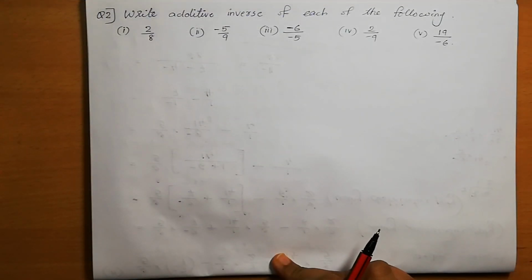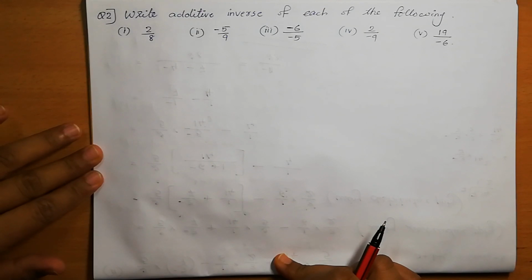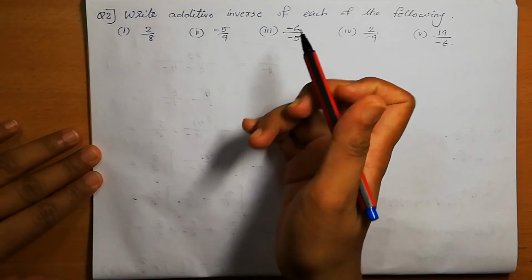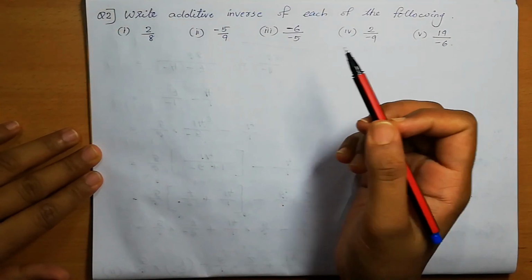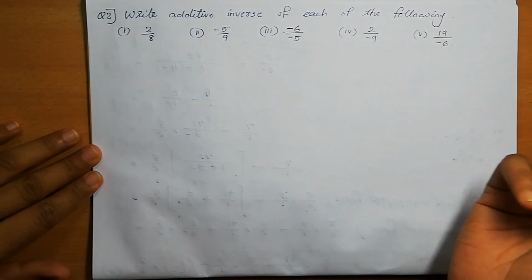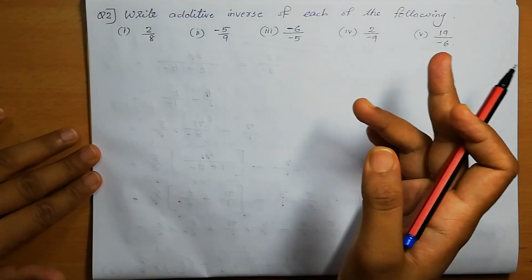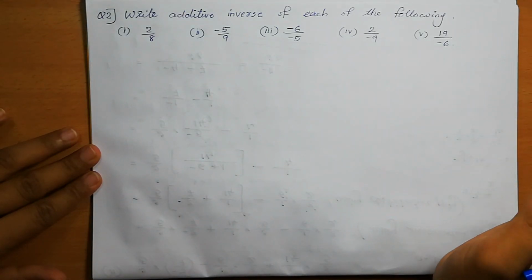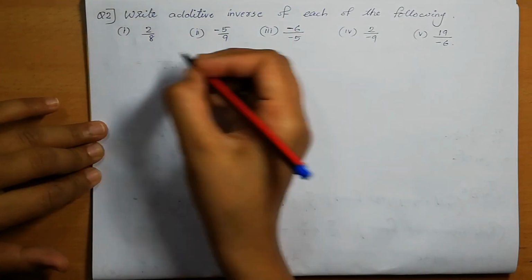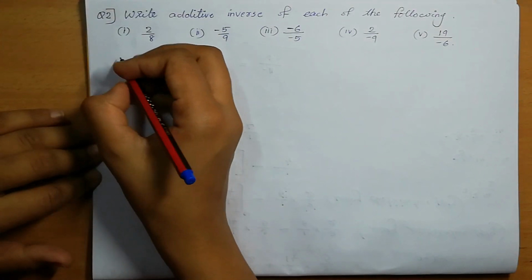Question number 2. Write additive inverse of each of the following. So we know that what is additive inverse? Additive inverse of A is minus A. This is rational number means how we can write additive inverse of a rational number A by B is minus A by B. Correct. So first we can write what is that property.